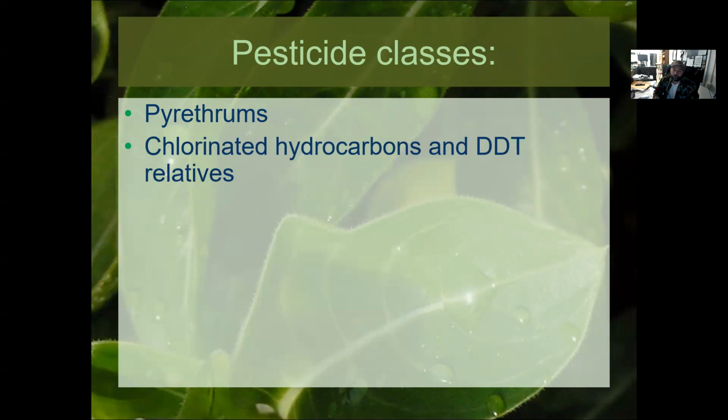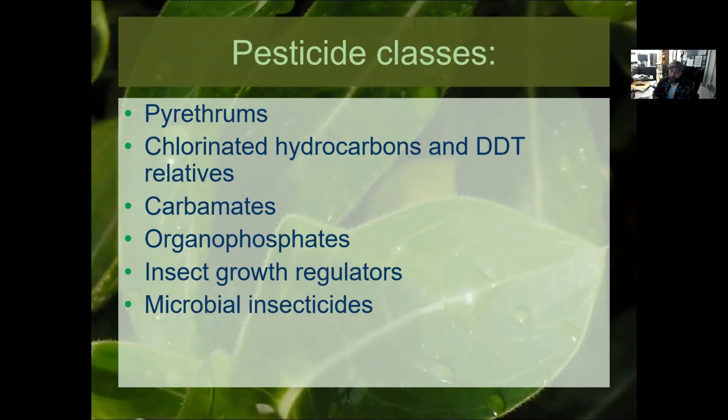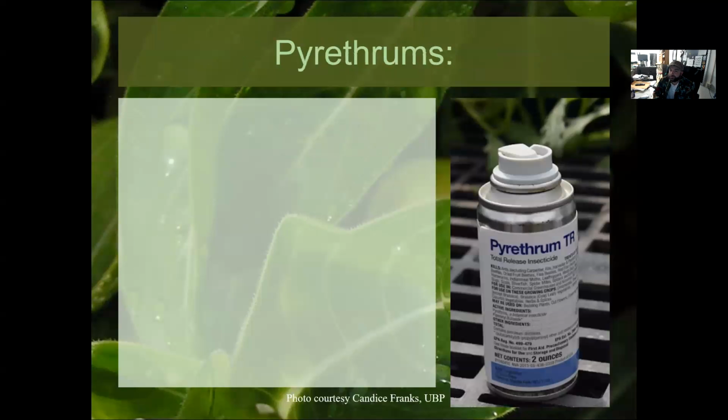Pyrethrums, chlorinated hydrocarbons and DDT relatives, carbamates, organophosphates, insect growth regulators, microbial insecticides, insecticidal soaps and oils, and other pesticides. So we're going to touch a little bit on each of these today in this presentation.